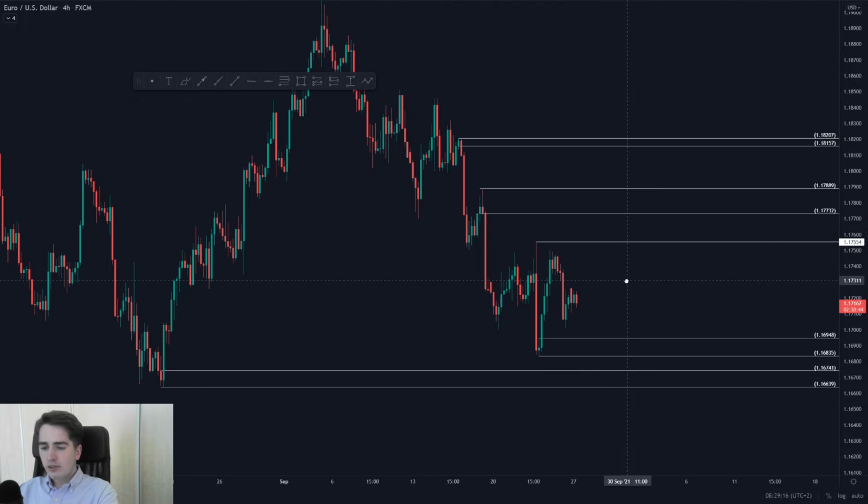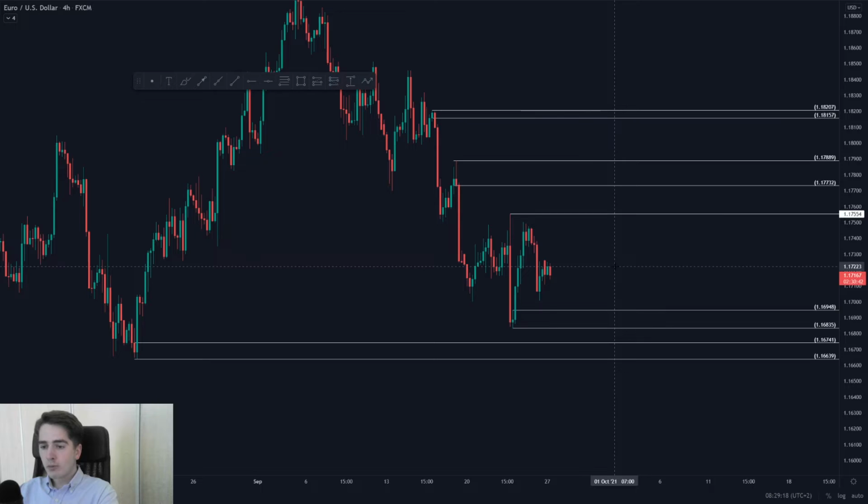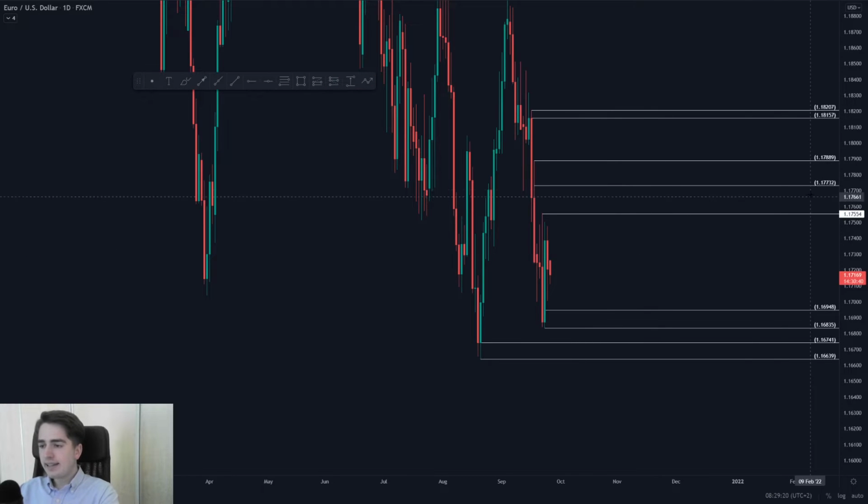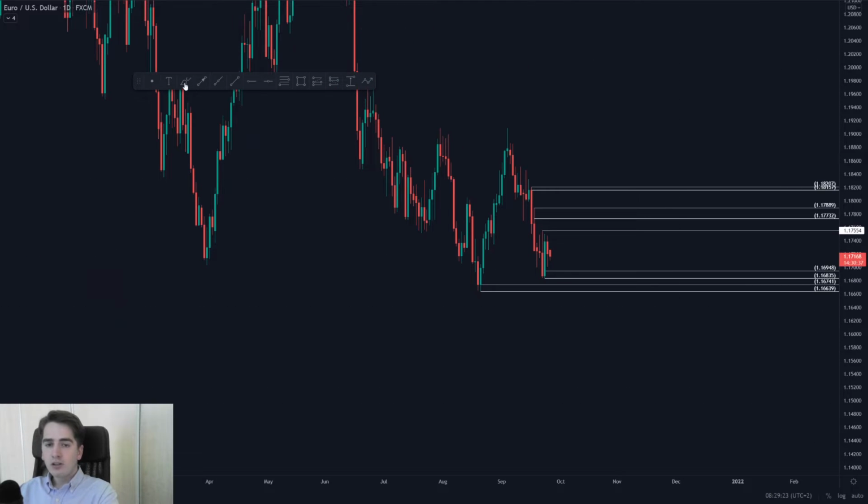And euro dollar, guys. So these are my key levels on euro dollar at the moment. Not much to be said. Looking at the daily, it hasn't created a new higher high, just an equal high, but we are also creating an equal low. So equal highs, equal lows essentially, therefore for me just consolidation.